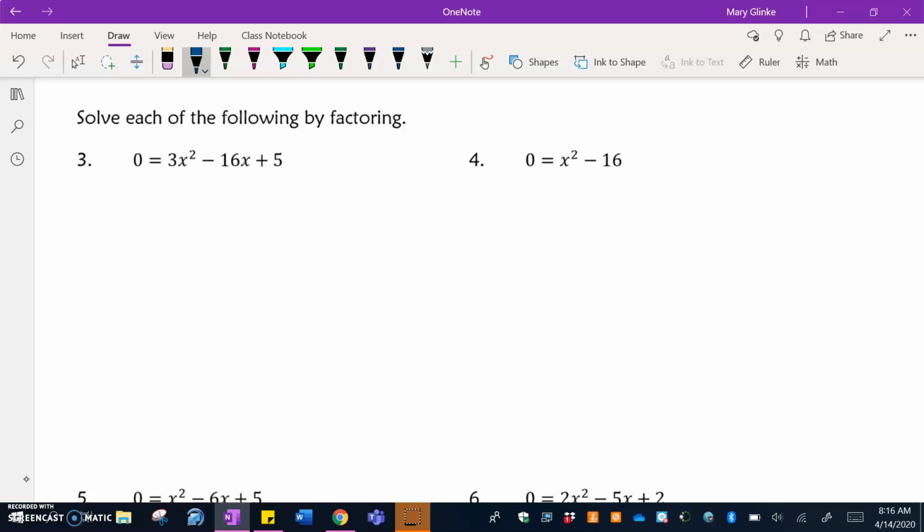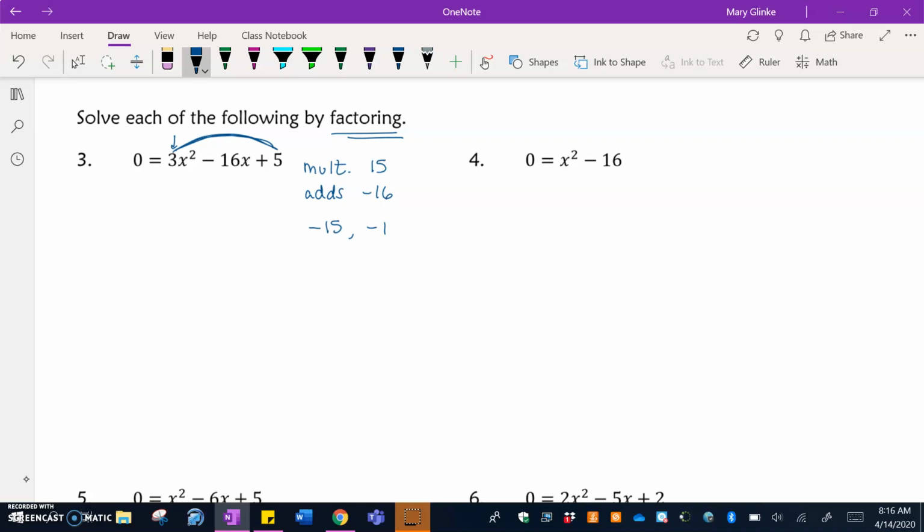Okay, so for number 3 through 6, we want to solve this by factoring. Each one is going to use a different method of factoring depending on what quadratic you are given. For number 3 here, we have a number out in front, which means we have to do A times C. We are looking for what multiplies to get 15, but adds to get negative 16. The numbers are going to be negative 15 and negative 1.